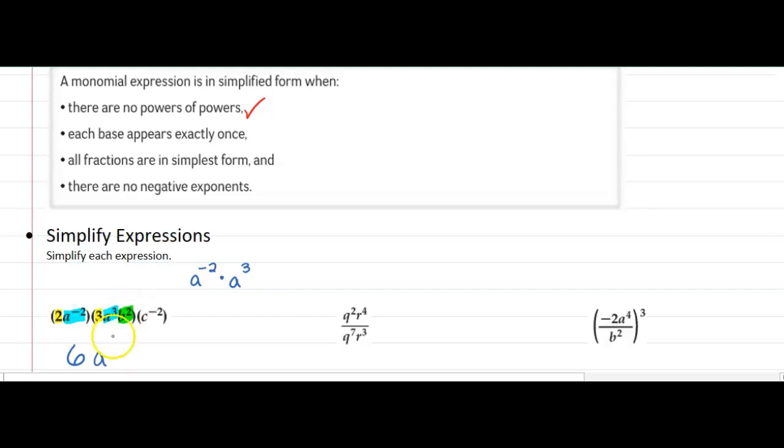Next, I'm going to look at any term that has b for a base. There's just one of them, b squared. And finally, I'm going to look at terms that have c for a base. C to the negative 2.